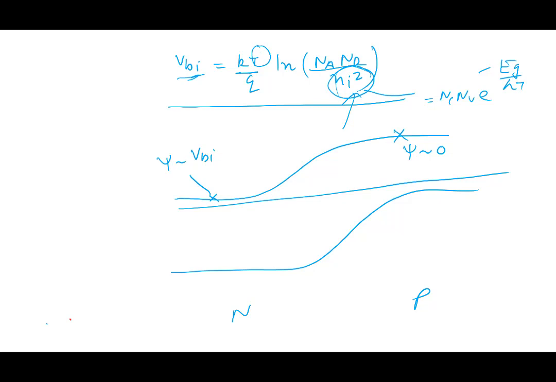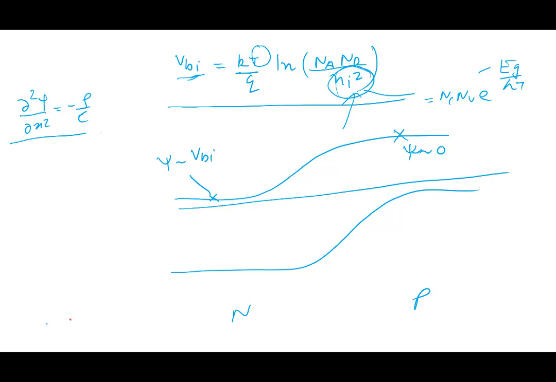Remember, to solve Poisson's equation, what was the Poisson's equation? Del square psi by del x square equal to minus rho by epsilon. If I want to get the exact band diagram, I need to solve this Poisson's equation. It's a second order differential equation. I need boundary conditions. What are the boundary conditions? Psi equal to 0 here at the edge of the space charge region.